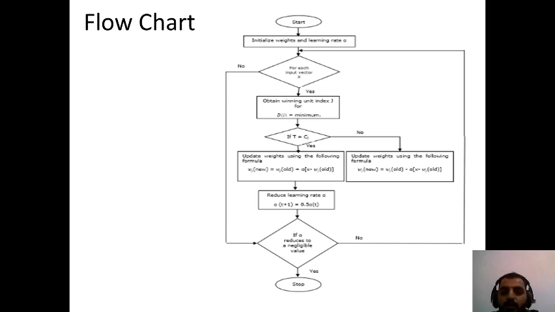Now if the condition is true, then it moves forward to reduce the learning rate. And if the learning rate reduces to a negligible value, then it stops, or else it will continue the process until we get a negligible value. Now this is the flow chart or flow diagram for this.